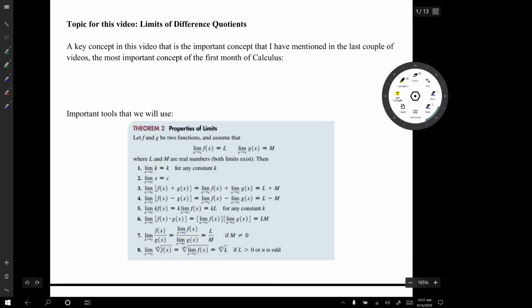A key concept in this video is the important concept that I've mentioned in the last couple of videos, which I would say is the most important concept of the first month of calculus, and that is this.